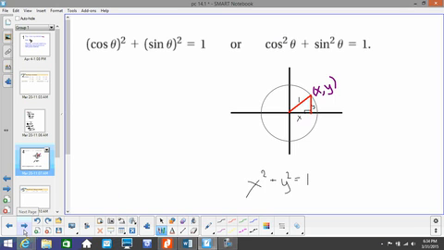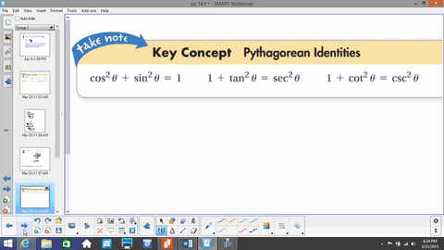So we have a couple different variations of what we're going to call the Pythagorean identities. If I were you and taking notes, I would probably pause on this for a second and make sure you have these copied down. You will be using them quite a bit.